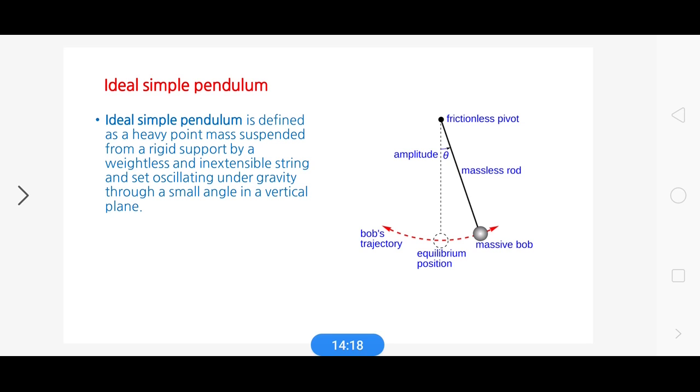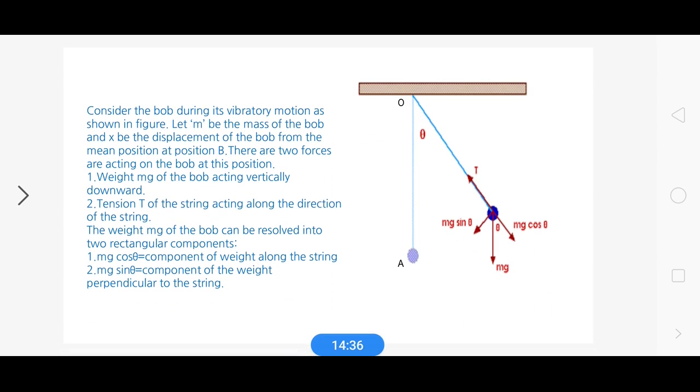A heavy point mass suspended from a rigid support by means of a weightless inextensible string makes oscillations in the vertical plane through a small angle theta. Now, what is the time period for the simple pendulum? It is the time for one oscillation. We already calculated the time period for a particle in SHM. T is equal to 2 pi by omega.